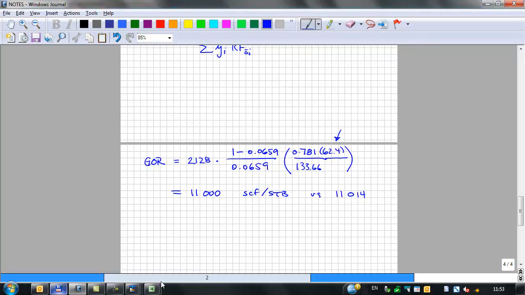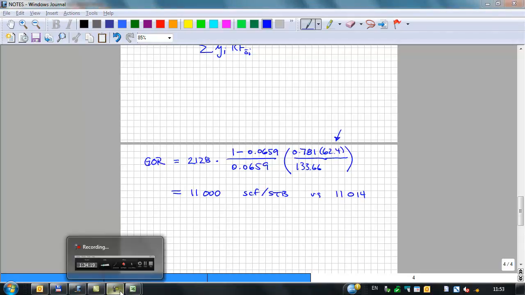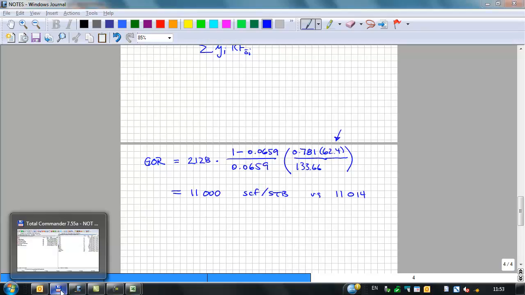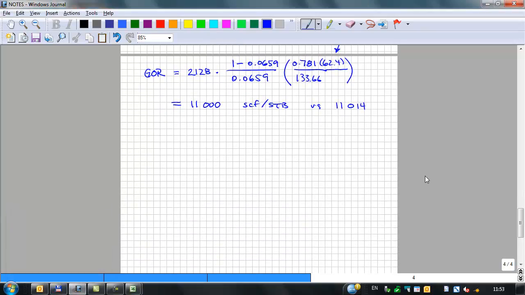Okay, so now we've got the recovery that we have to calculate. We can do that from these results. I'm going to close all of these windows here, and then we'll take a short break.